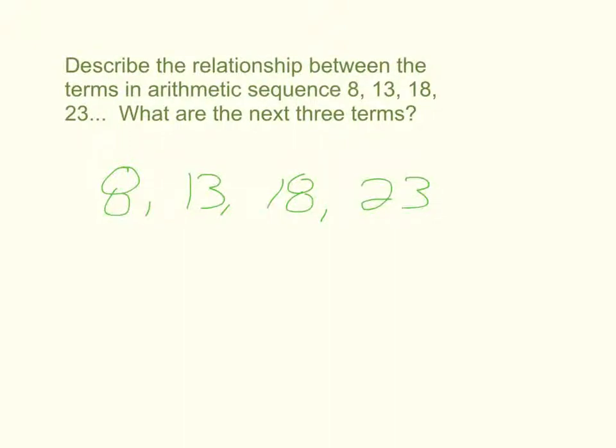Okay, if you take a look at it here, in order to get to 13 from 8, I need to go ahead and do what? Add 5. If I add 5 to 8, I get 13. If I add 5 to 13, I get 18. If I add 5 to 18, I get 23. So, ladies and gentlemen, right here, the relationship between these terms is they're adding 5 each time.